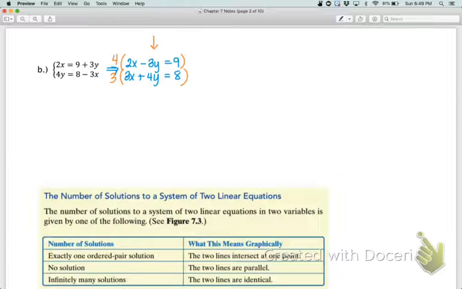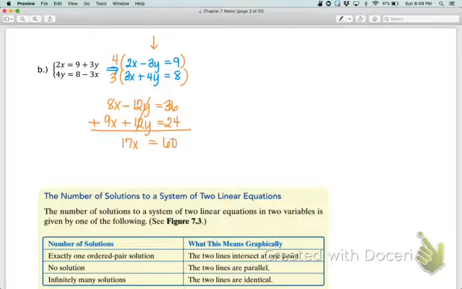So here's what we get now. 8x minus 12y equals 36. Whoops, 36. And then we get 9x plus 12y equals 24. And we can see that we've done a great job because when we go to add these two together, the y's are opposites and they will zero out. So we get 17x equals 60. And when we divide, unfortunately, 17 does not go into 60, so we get 60 over 17.